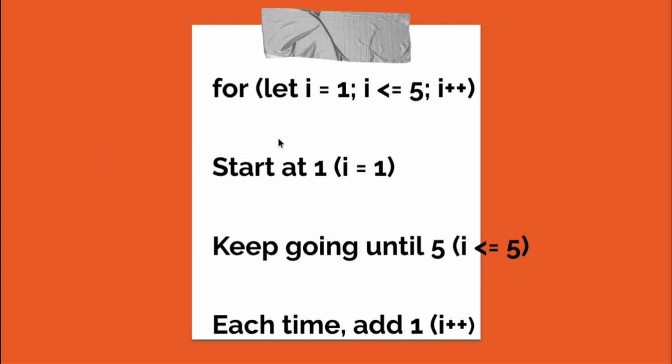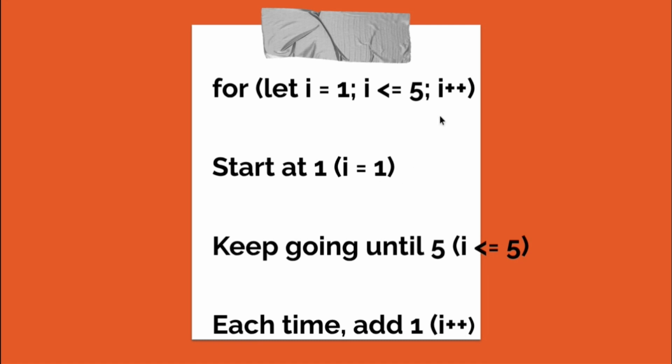Now look at what I have here. It says start at, which means you start at 1 and i equals 1. That's the meaning. i = 1 here. Then i <= 5 means keep going until you reach number 5. You keep going until you reach number 5. That is, i is less than or equal to 5.